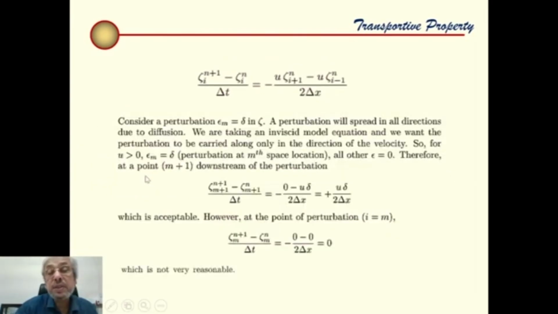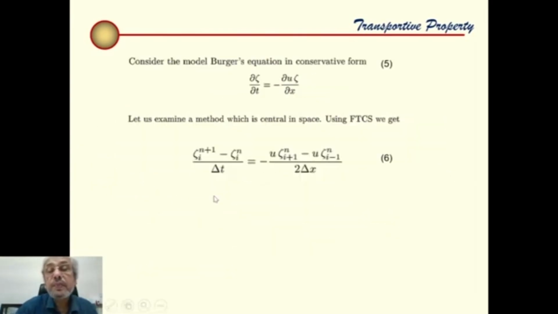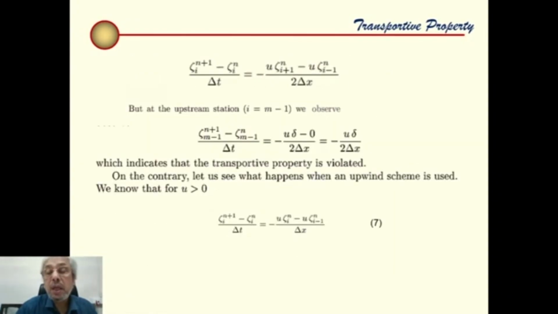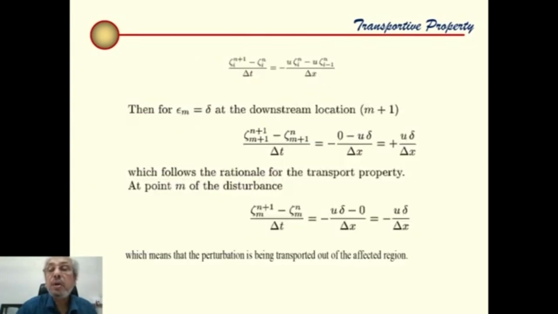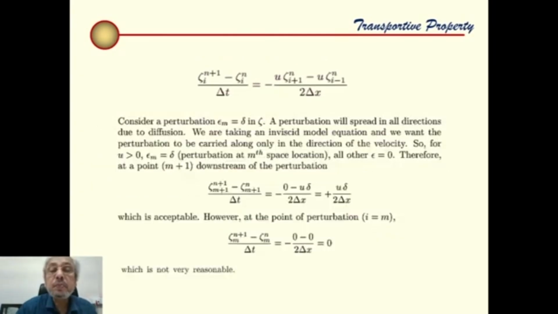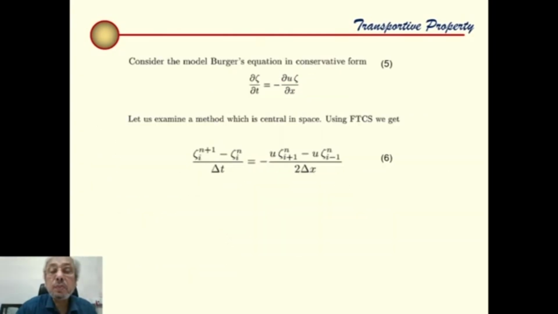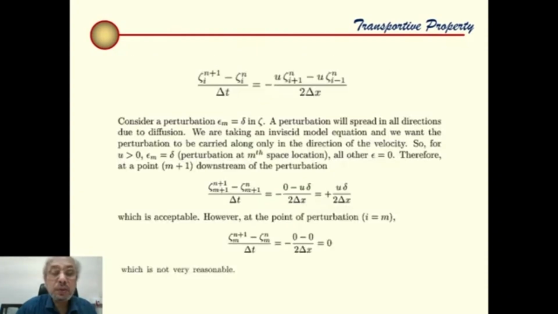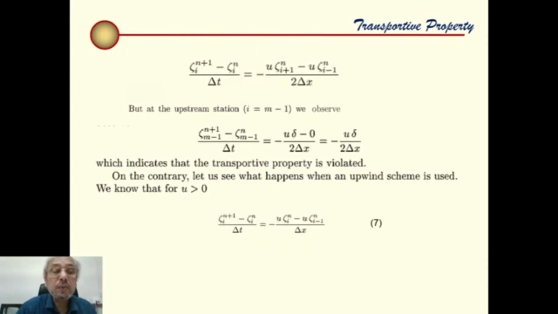Now, but it was FTCS formulation, right? Equation 6 is FTCS formulation. So again, we will take the conservative form of the equation, that means equation 5, and we'll go for the formulation for U positive.